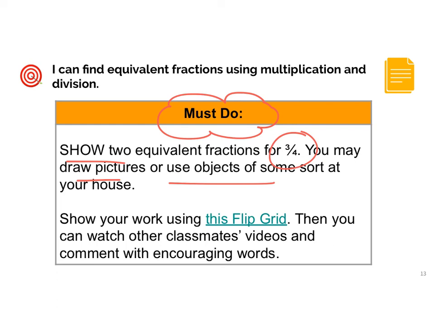I know there's different sizes of Legos. Could you show fractions with those Legos? Is a long Lego equivalent to 2 shorter Legos, and therefore could you show some equivalent fractions that way? Or maybe while you eat lunch today, you make a sandwich. Could you show equivalent fractions with some food of some sort?